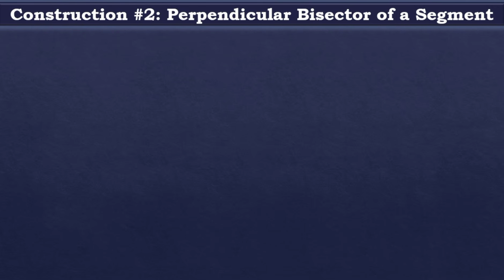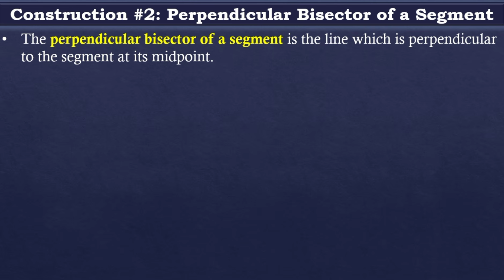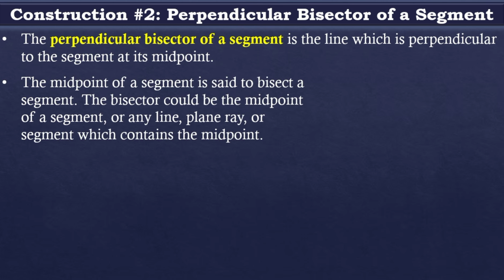Next, so let us have the perpendicular bisector of a segment. Okay, so the perpendicular bisector of a segment, so we still have the word bisector. So, ibig sabihin, hahatiin niya ulit into two congruent parts. Okay, so this is a line which is perpendicular to the segment at its midpoint. Ano ba itong midpoint? So, the midpoint of a segment is said to bisect a segment. So, pag sinabi nating midpoint, yan yung pinakagitna ng segment kung saan hinahati niya yung segment into two congruent parts.